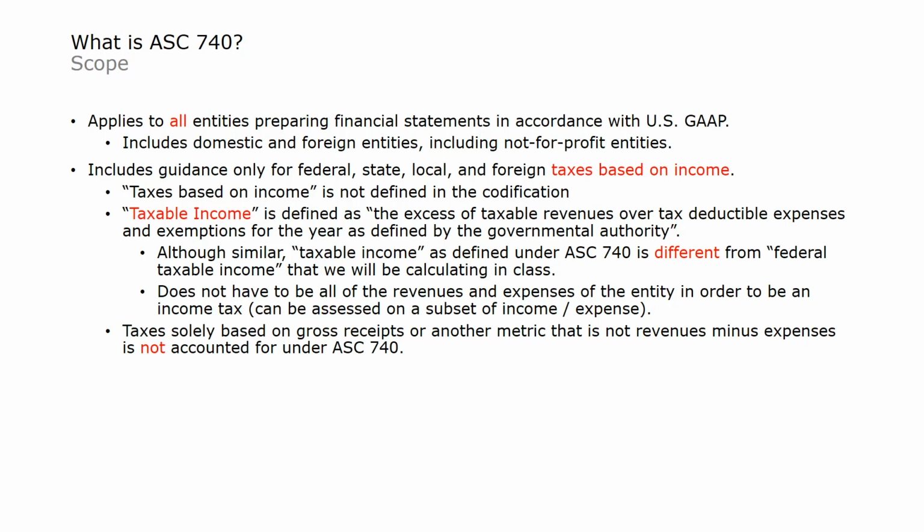So for example, an easy one might be the state of Texas. Texas takes your revenue, they subtract out cost of goods sold, and then that's your tax base for the state. Technically, that meets this definition of taxable income. We have some sort of revenue, some sort of expenses, and we subtract one from the other, and the net piece is the piece that's subject to tax. Again, it doesn't have to be all of the revenues and expenses of an entity. It can be a subset.